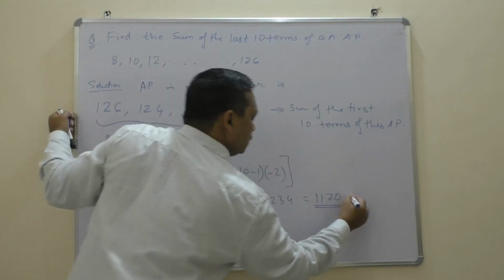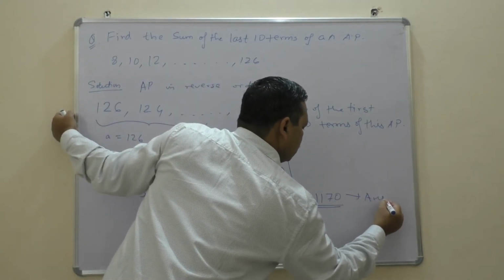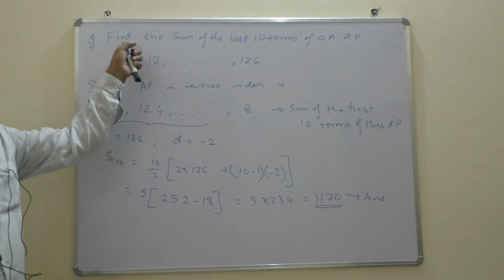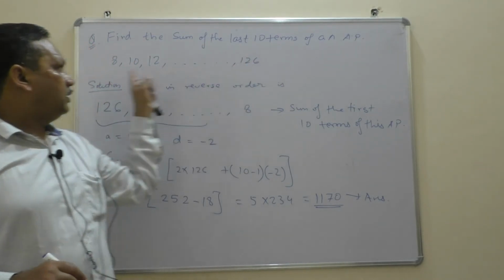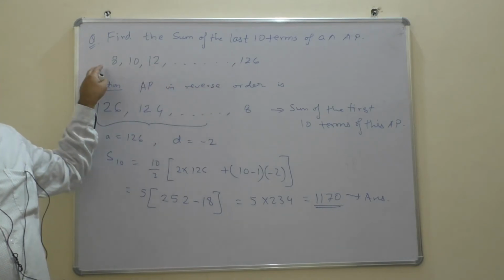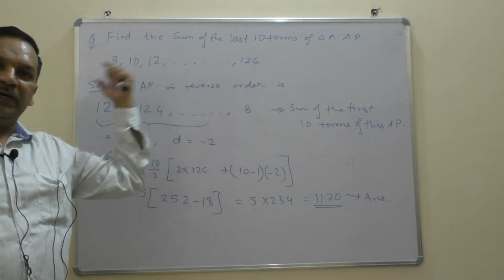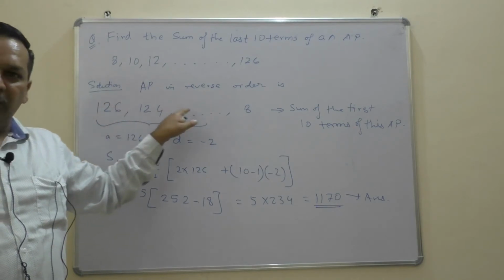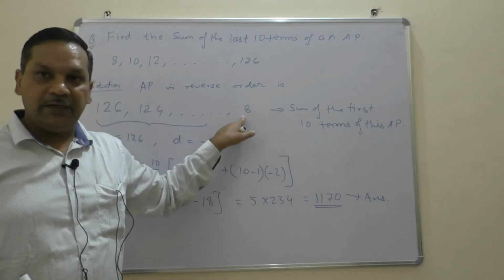That is the answer. Now this question is very interesting. It comes in the exams also. You are finding the sum of the last 10 terms of an AP whose sequence is this. If this is the first term, this is the second term, and I rewrite the AP in reverse order, the AP is the same: 126, 124, up to the last term.